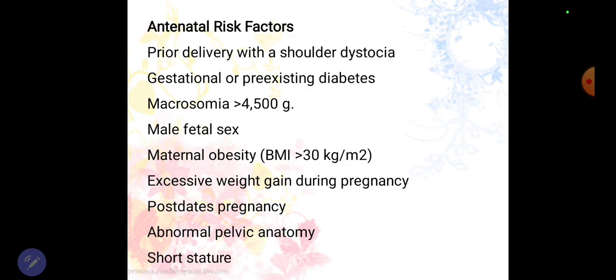Antenatal risk factors: prior history of shoulder dystocia, and there is a high risk of recurrence; gestational or pre-existing diabetes. In diabetes, there are macrosomic babies, and macrosomia is a known risk factor for shoulder dystocia. Male fetal sex, because the biacromial diameter in male is more than in female. Maternal obesity, excessive weight gain during pregnancy, post-dates pregnancy.